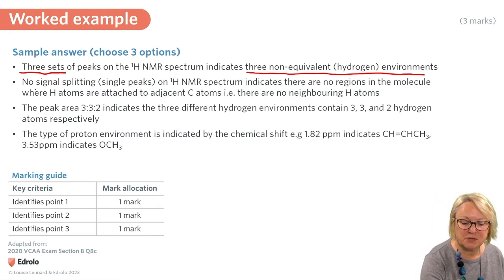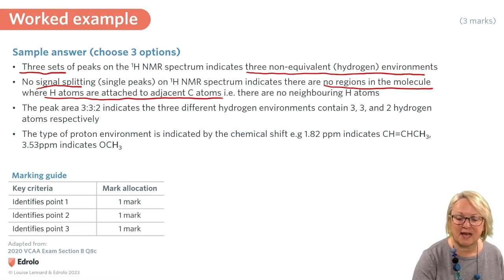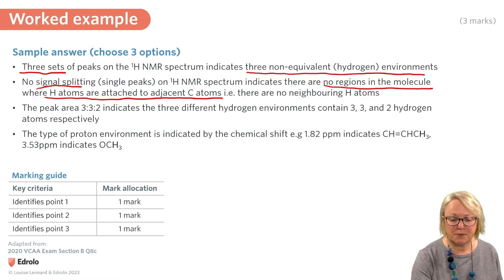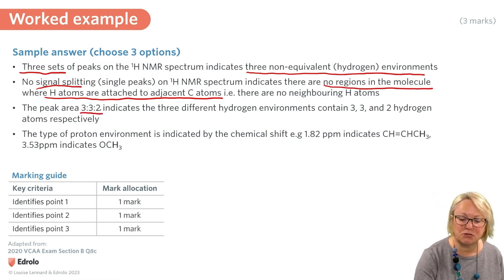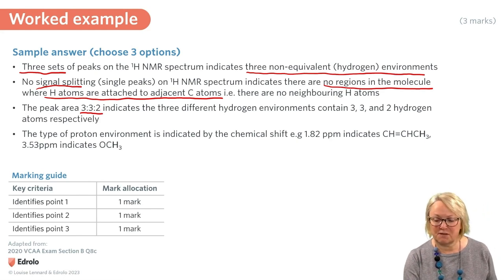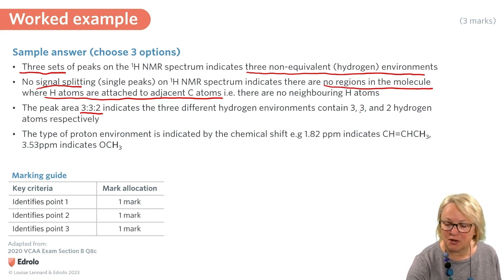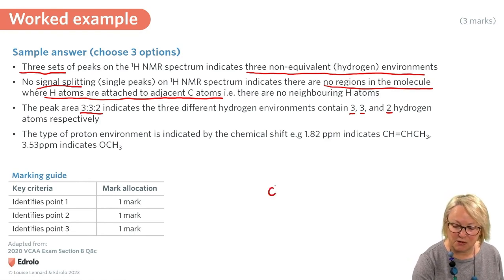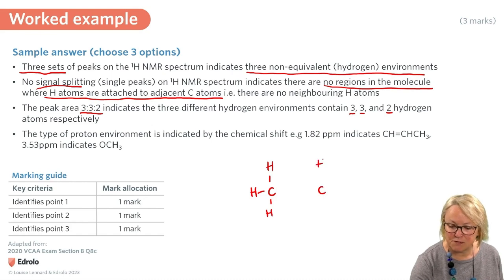There is no signal splitting, which indicates there are no regions in the molecule where hydrogen atoms are attached to adjacent carbon atoms. In other words, there's no neighbouring hydrogens. The peak area 3 to 3 to 2 indicates that the 3 hydrogen environments contain a ratio of 3 atoms to 3 atoms to 2 atoms of hydrogen, respectively. So a ratio of 3 could indicate a methyl group, and a ratio of 2 could indicate a CH2 group.